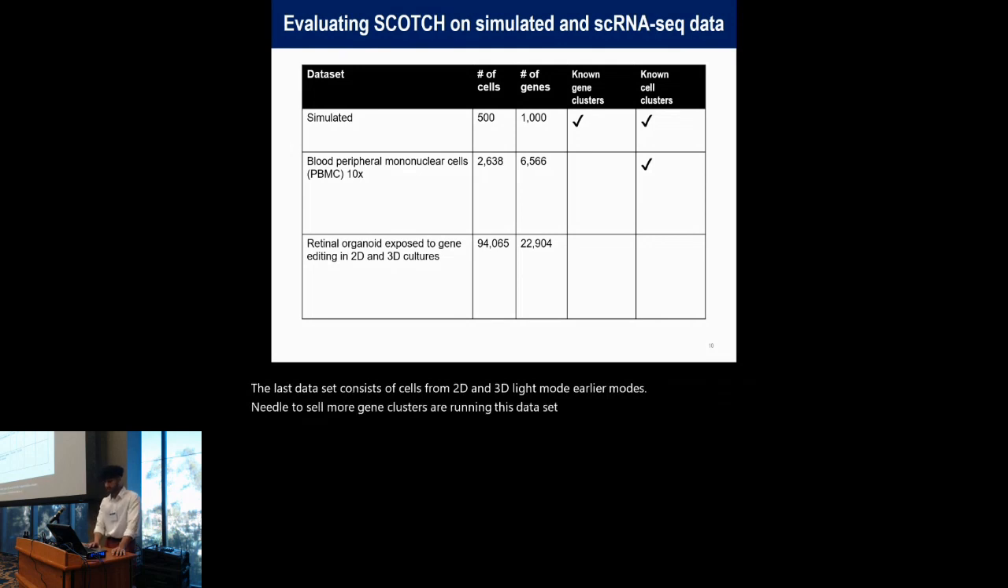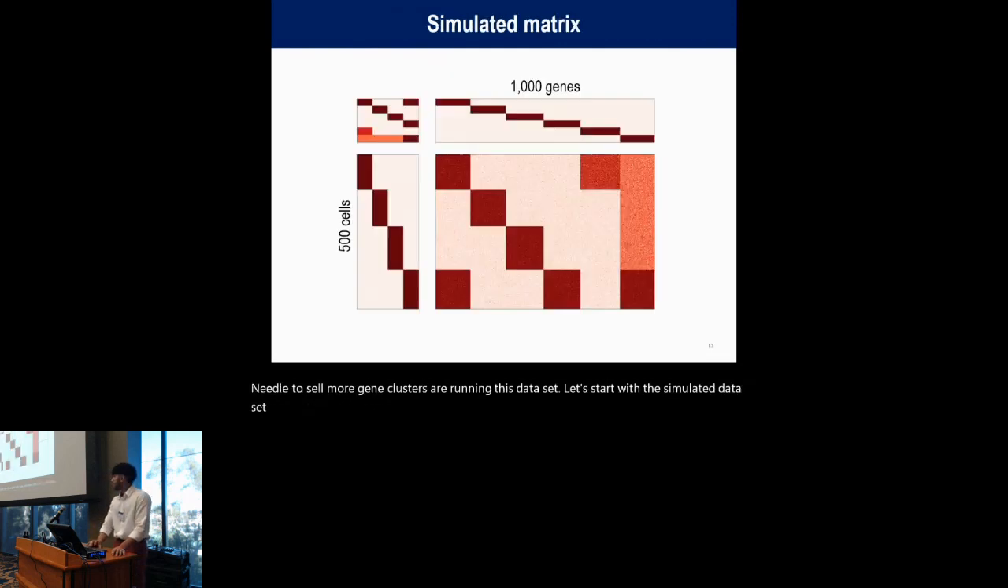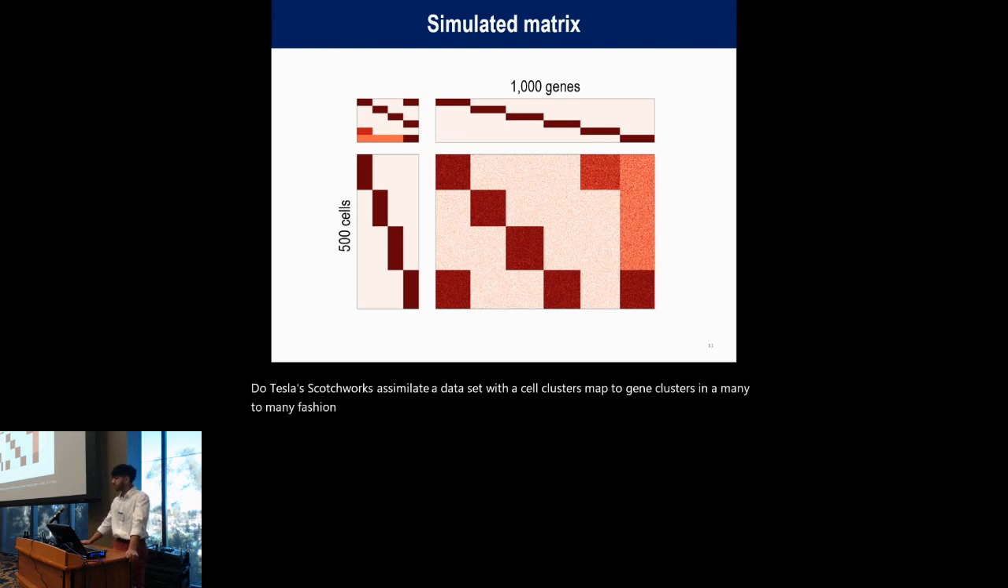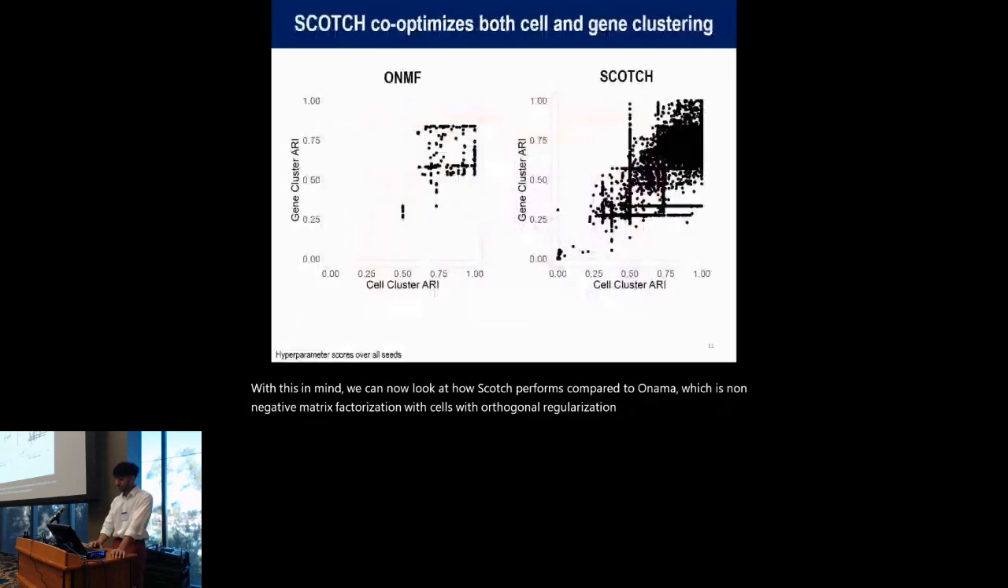Let's start with the simulated data set. To test if Scotch works, we simulate a data set where the cell clusters map to gene clusters in a many-to-many fashion. Additionally, both the cell and gene spaces have different numbers of clusters. With this in mind, we can now look at how Scotch performs compared to ONMF, which is non-negative matrix factorization with orthogonal regularization in the cell space.